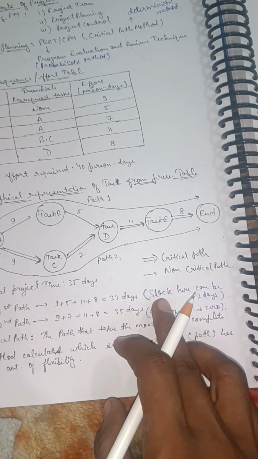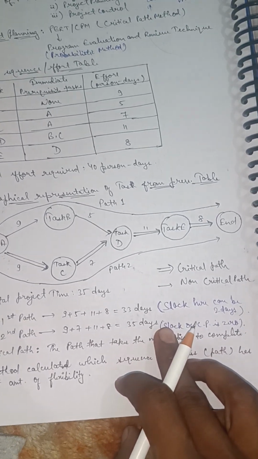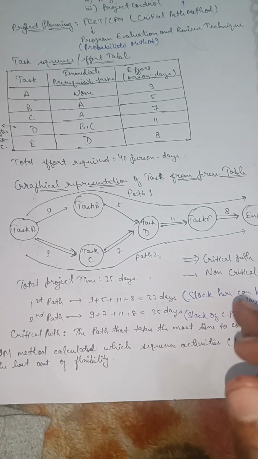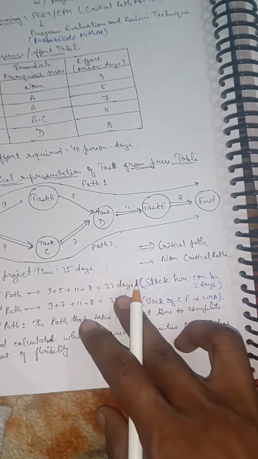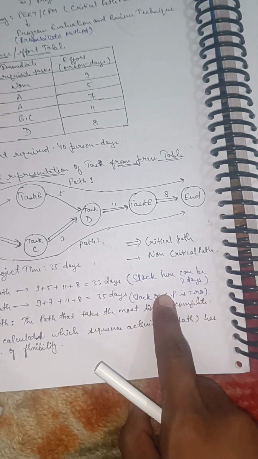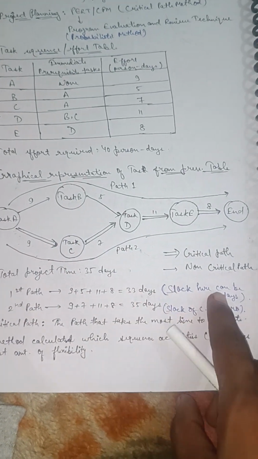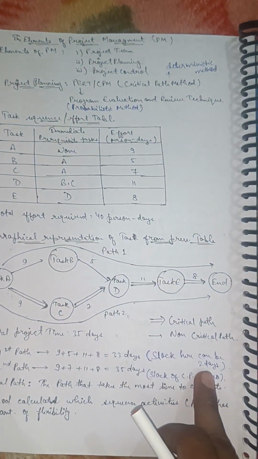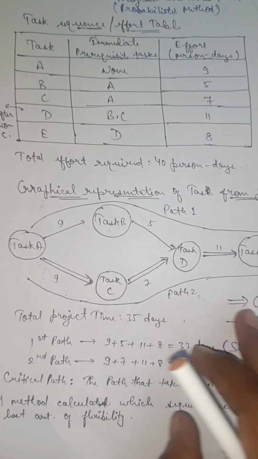And we have a term called slack value. Slack value means the activities which don't lie in the critical path have some slack value. For example, here the maximum duration taken is 35 days, and the second path took only 33 days, so here the slack can be 2 days. We can assign 2 days to some activity or task which is not in the critical path.